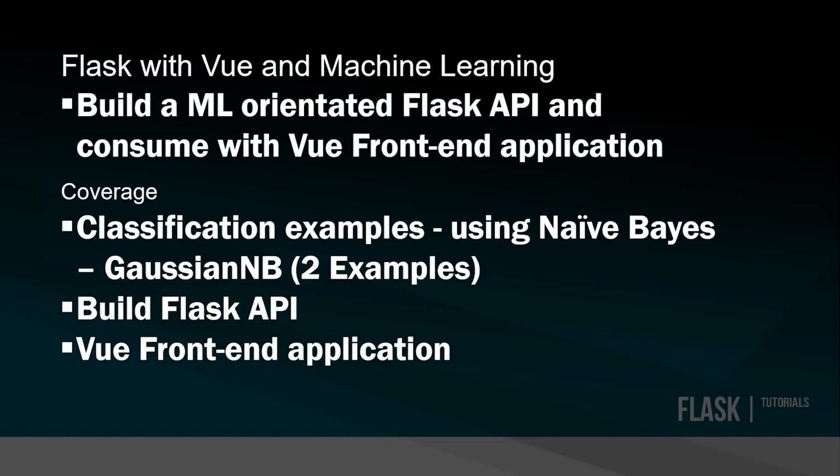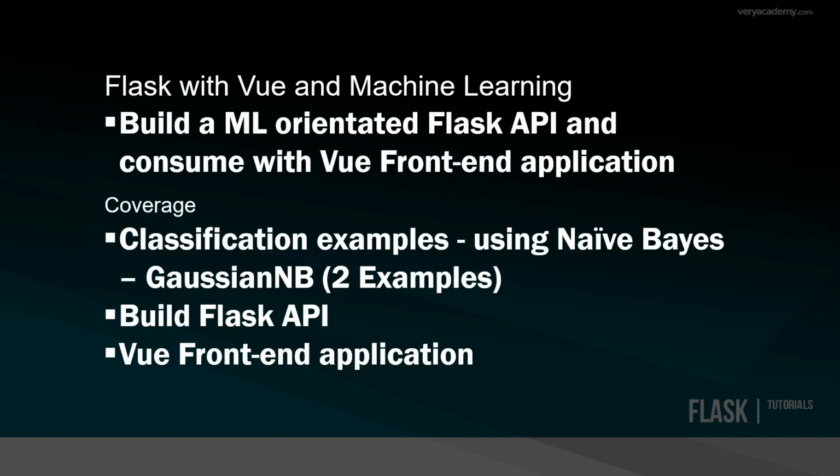So here we have Flask, Vue and machine learning. We're going to build a machine learning orientated Flask API and consume it with a Vue front-end application. This project will be a three-step process. First of all, we're going to create a new model using naive Bayes, and then we're going to build a Flask API utilizing the model that we create. And then finally, we'll build a Vue front-end application to consume the API.